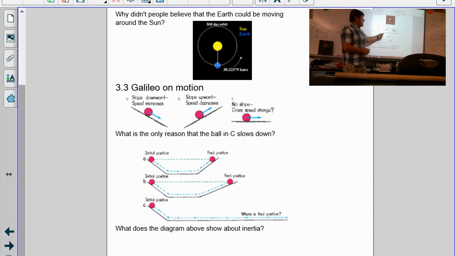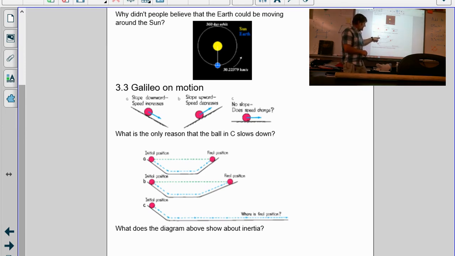The only reason the ball will slow down is because we have friction. Friction will eventually slow that ball down. On something like a bowling alley, there's less friction, so it will go much further. But if we were to roll it here on a rug or something, it's not going to roll very far because of friction.